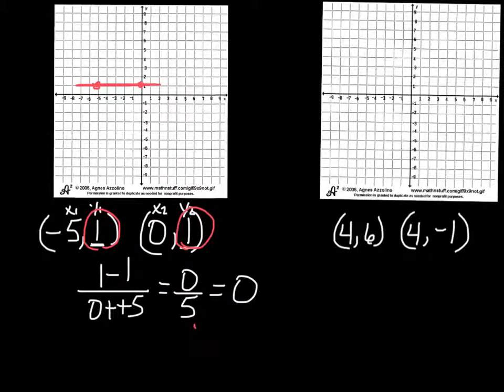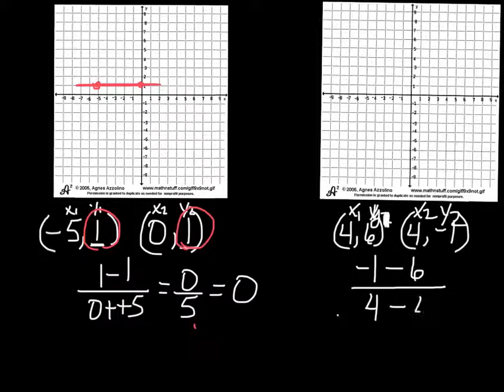Let's look at the second set of problems. We have the ordered pairs 4, 6, and 4, negative 1. Again, we're going to use the formula y2 minus y1 over x2 minus x1. The first set we'll call our 1's, and the second set we will call our 2's. Y2, negative 1, minus y1, which is 6, over x2, which is 4, minus x1, which is 4. So we're going to have negative 7 over 0. Well, that's a problem because 0 in the denominator is undefined, so this slope will be undefined.